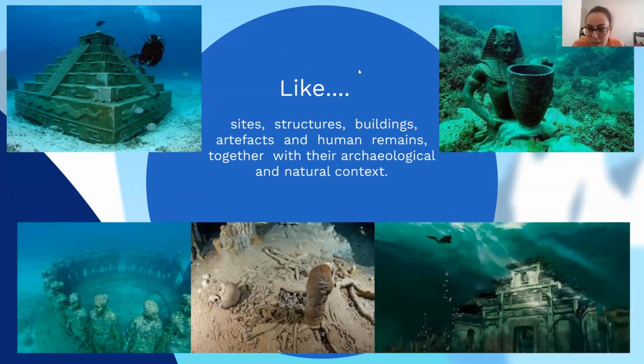So as we can see here, there are some buildings, some statues. This is a pharaonic statue. It's in Alexandria, I think. And some human remains and something like a pyramid, but it's not from Egypt. It's from another country. I forgot it, malesh.